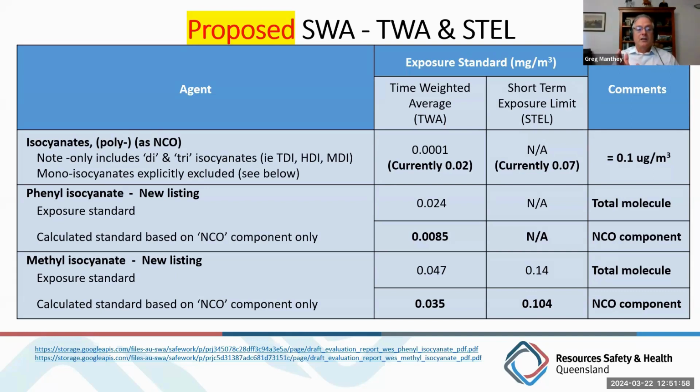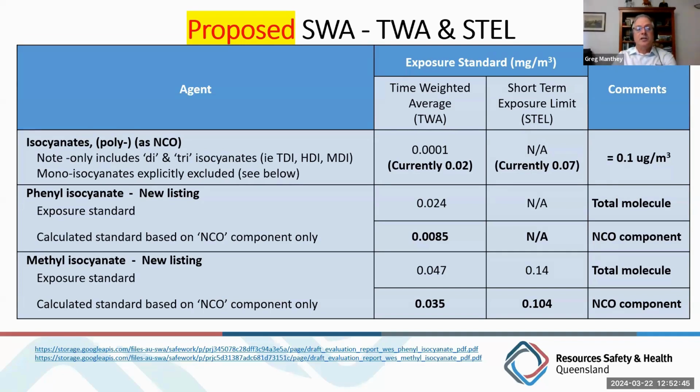And you can see that for isocyanates, currently the exposure standard is isocyanates all as MCO. And Safe Work Australia have proposed separating that out into 3 different standards. One is isocyanates poly as MCO, which does not include any of the monoisocyanates. They were explicitly and deliberately excluded. It only includes the di and tri-isocyanates. And you can see there that the proposed exposure standard is a drop from 0.02 to 0.0001, so a 200-fold reduction in the time-weighted average and removal of the STEL.